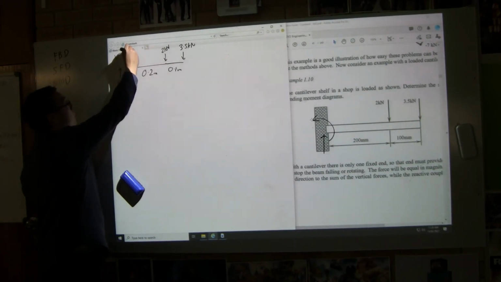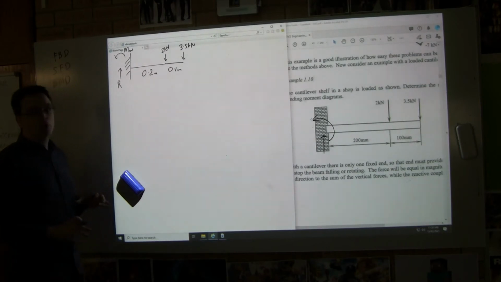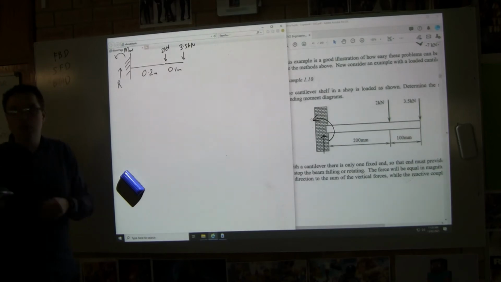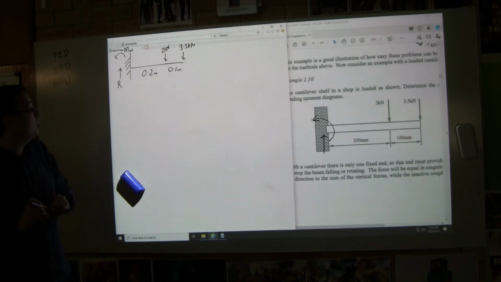I'd label it W. Copeland labels it a couple wall. It's a moment couple force. You don't need to worry about that too much. I'm going to call it MW for the sake of it. So that's my diagram of what it's going to look like.